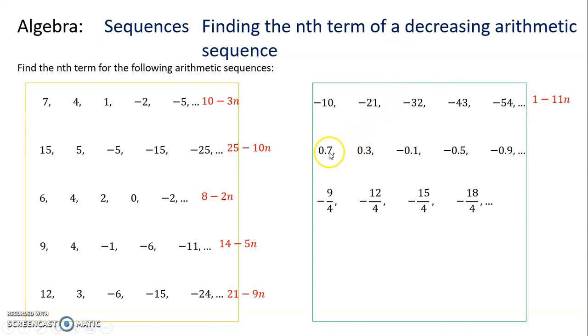So the next one is decimals, and we can see that we're subtracting 0.4 every time. So negative 0.4n, and then we're adding 1.1. So 1.1 subtract 0.4n. And then we've got fractions again. So hopefully you can see that if you just concentrate on the denominator, we're dealing with quarters, and each time we're subtracting 3. So we're subtracting 3/4 every time. So we want to compare to the negative 3/4 times table, and then we're subtracting 6/4 away.